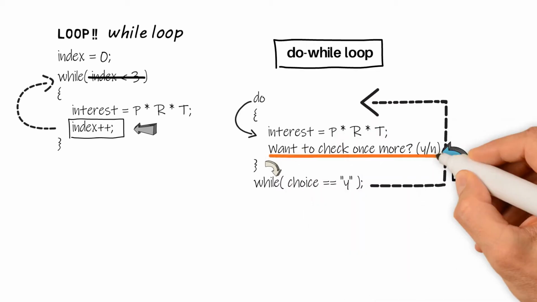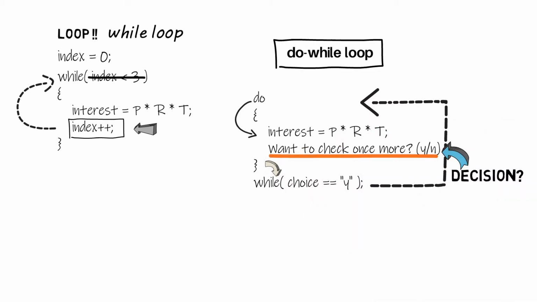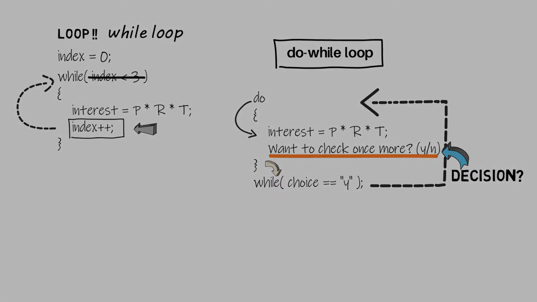Here I have put a statement asking whether to repeat the execution. If the answer is yes, then the statements will be executed once again. If it is no, then the loop will be terminated. Let's move on to see how the program works in the compiler.